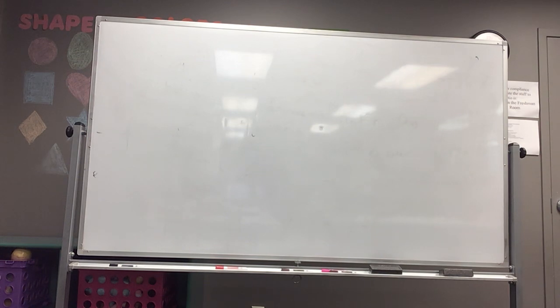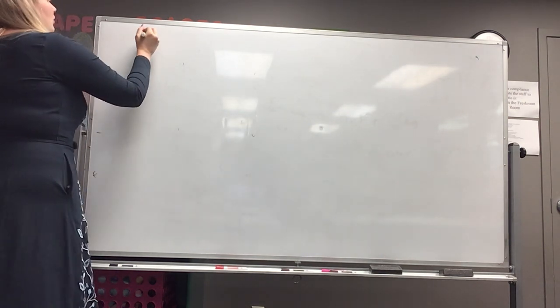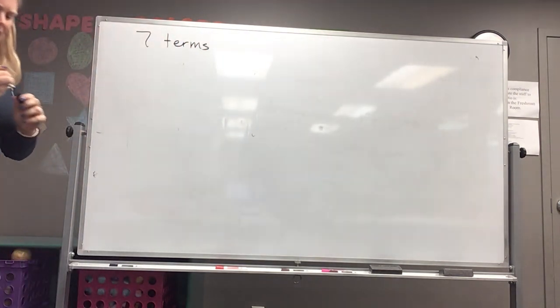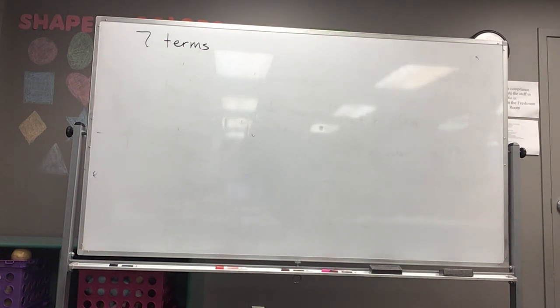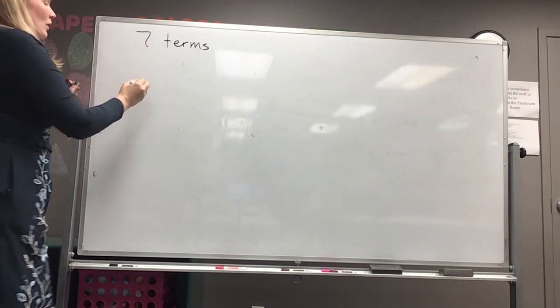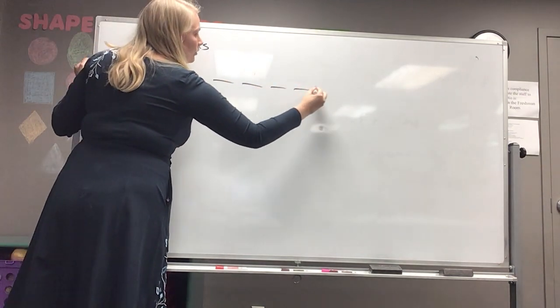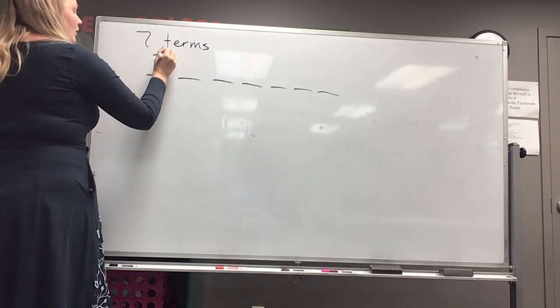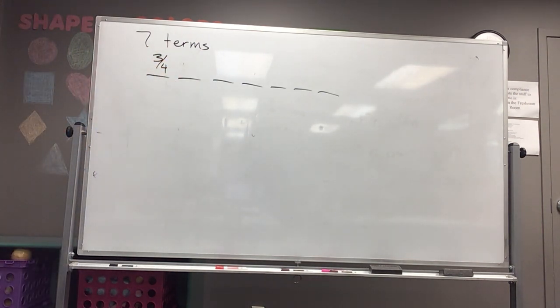It says a finite arithmetic sequence has 7 terms. Again, checking in on vocabulary. What does finite mean? Not infinite. Finite means it ends. So literally, this sequence only has the 7 terms. Just got 7 pieces. The first term is 3/4. And the question is, what is the difference between the mean and the median of the 7 terms?